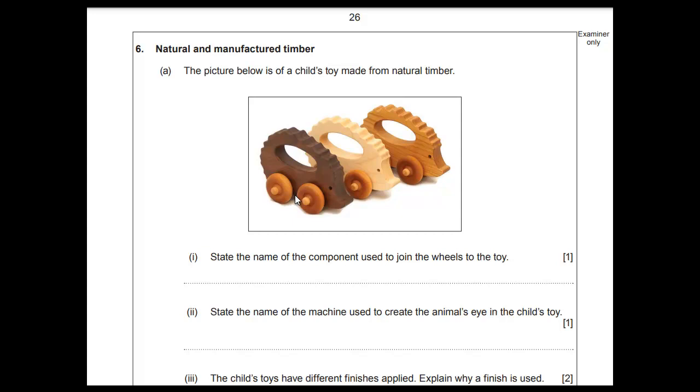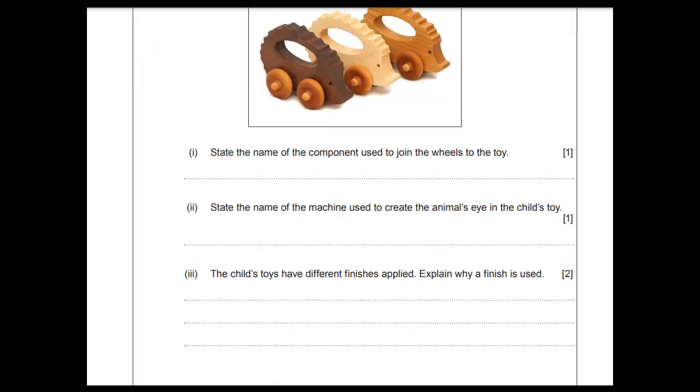Okay, let's look at question number 2. State the machine used to create the animal's eye in the child's toy. Okay, so we're looking at the actual image here, and we're assuming that the hole goes all the way through. So we know here that it's some kind of a drilling mechanism.